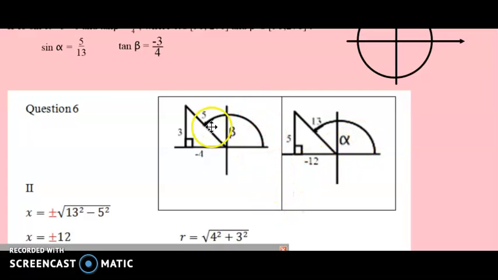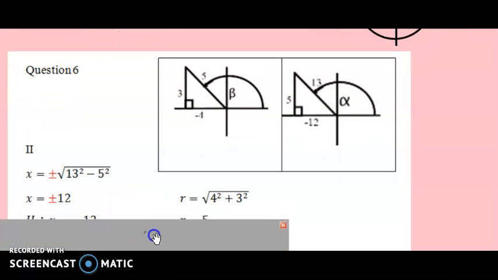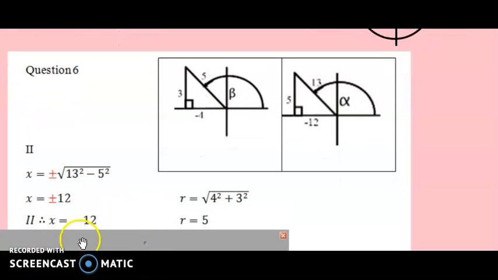But when I work with beta, 4 squared plus 3 squared will give me 25, and the square root of 25 is 5. The radius is always positive. So I'll have x as negative 4 because it is the second quadrant, and I will have r as positive 5 because the radius is always positive.